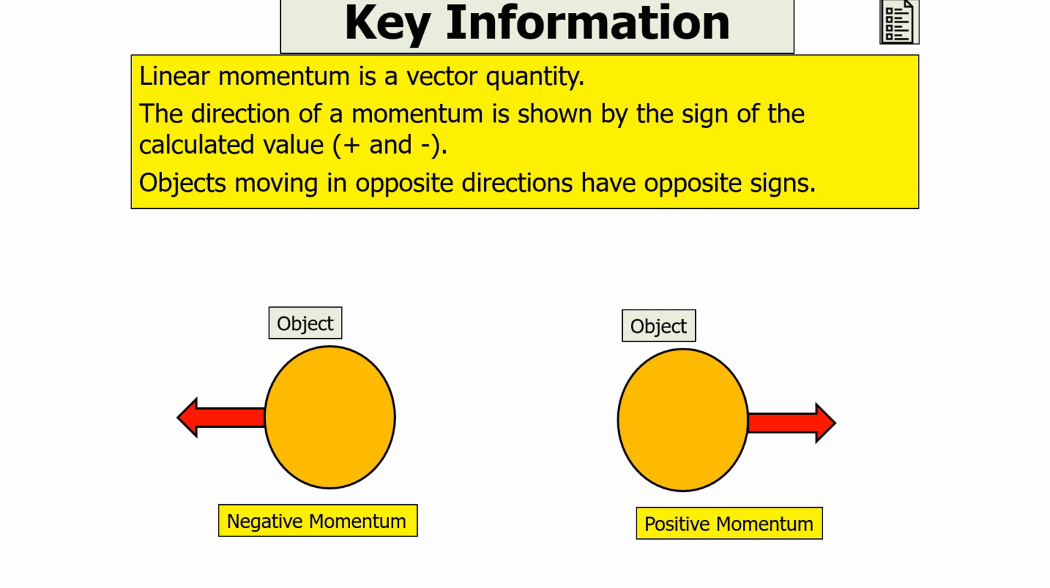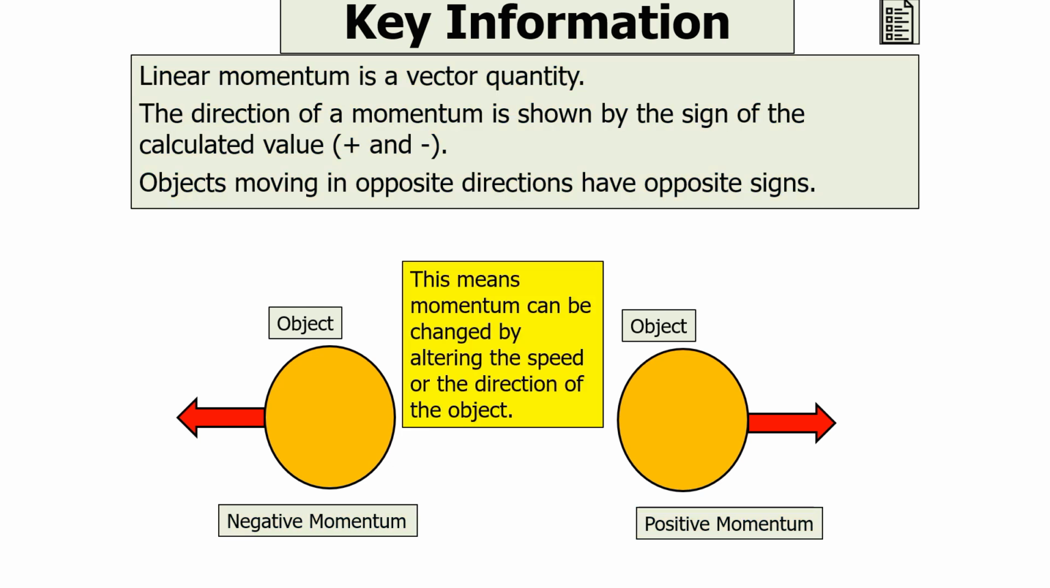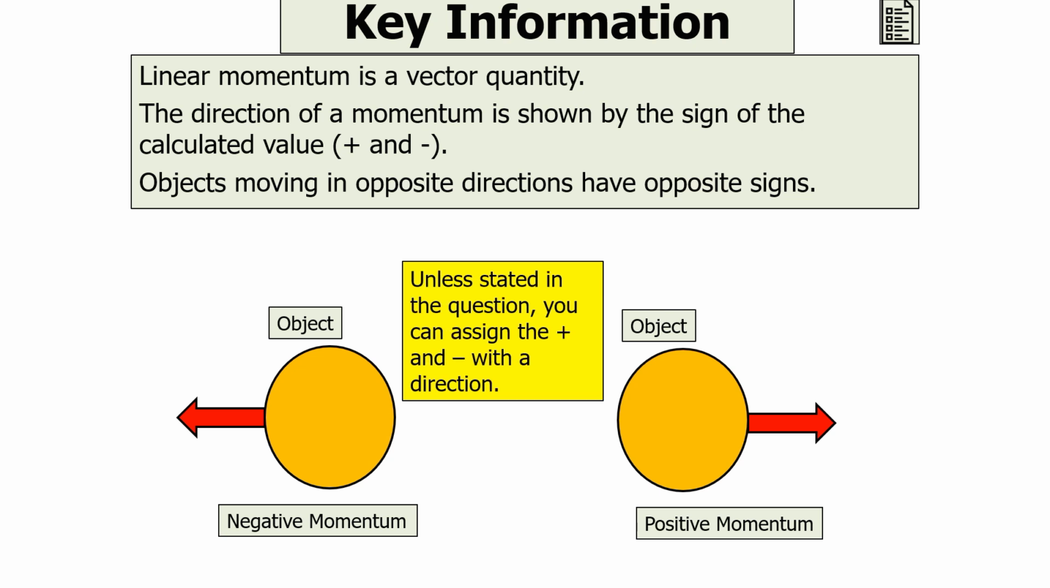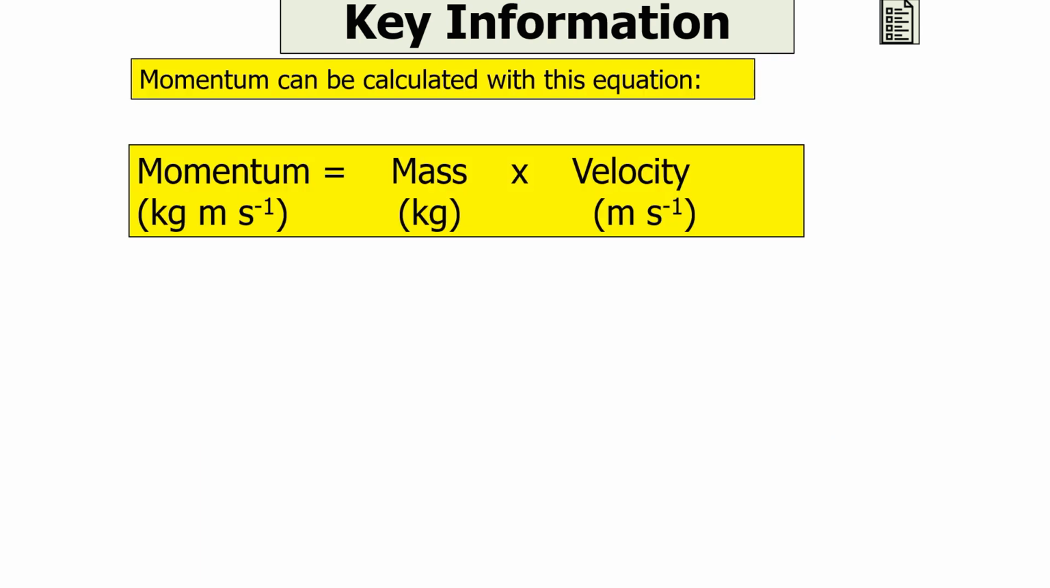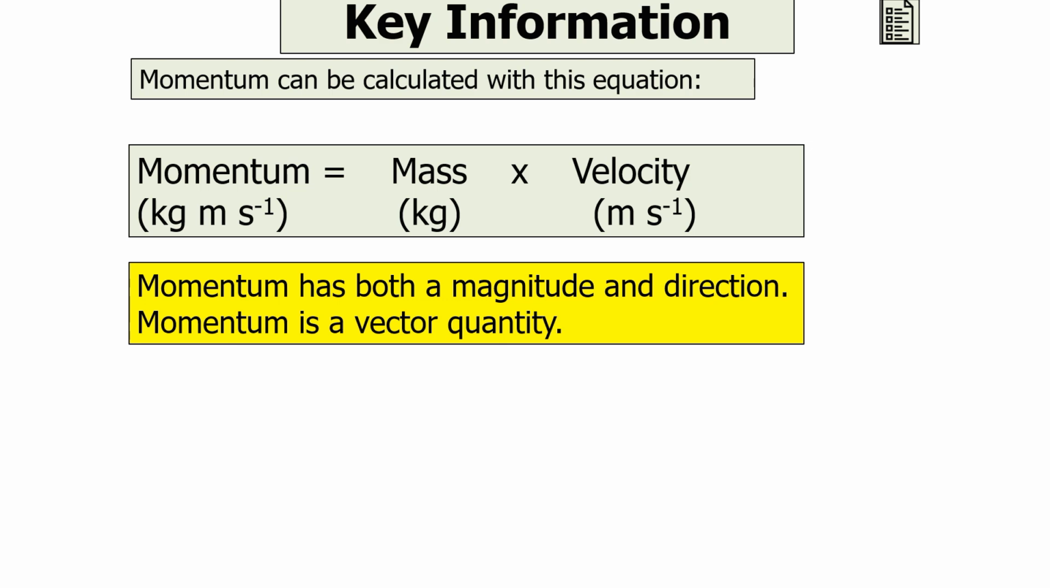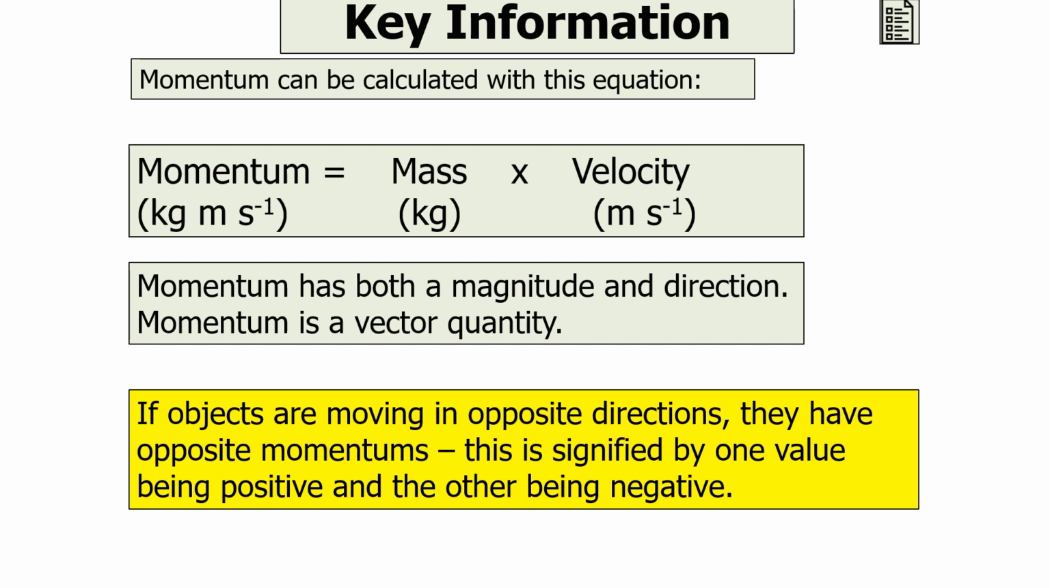Linear momentum is a vector quantity. The direction of a momentum is shown by the sign of the calculated value, either positive or negative. Objects moving in opposite directions have opposite signs. So this means that momentum can be changed by either altering the speed or the direction of the object. Unless stated in the question, you can assign which direction is positive or negative. As we know, momentum is equal to mass times velocity. Momentum has both a magnitude and a direction. It is a vector quantity. If objects are moving in opposite directions, they have opposite momentums, and this is signified by one value being positive and the other being negative.